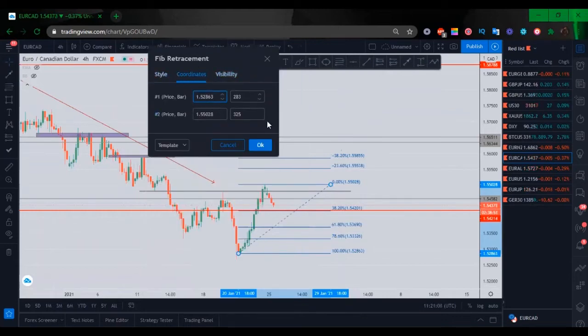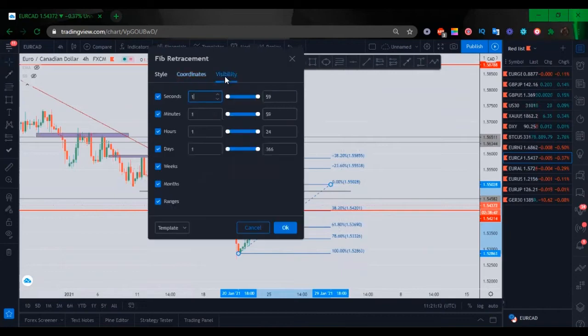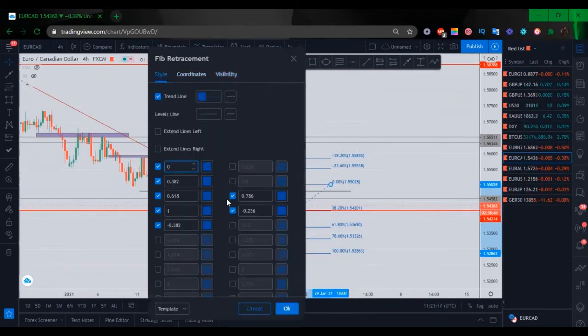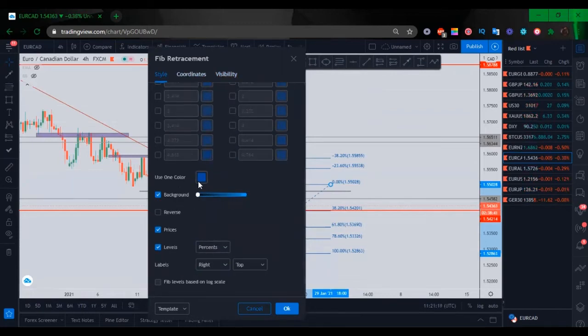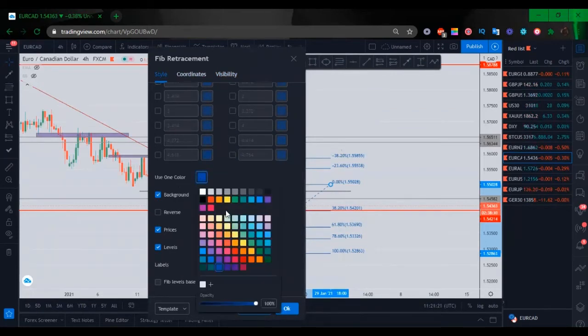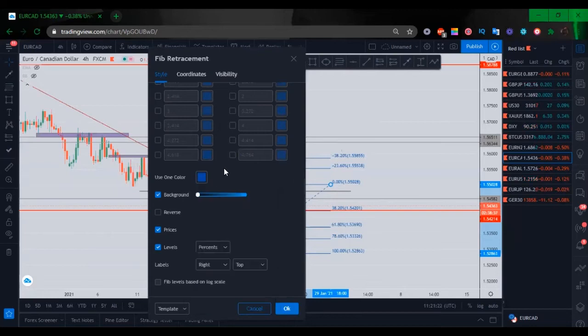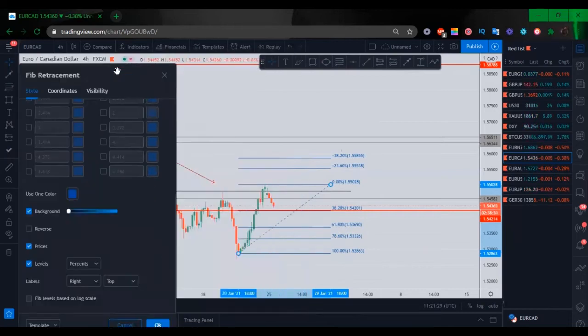You can set that one by yourself, and then the visibility. You can change some other things right here, okay? And on the style, you can use one color, which is blue. People like using multiple colors, and I don't know why. You can increase the background to be thick, but I prefer it to be transparent, just like that. Don't reverse it, it's not necessary. Leave it like that. Prices.